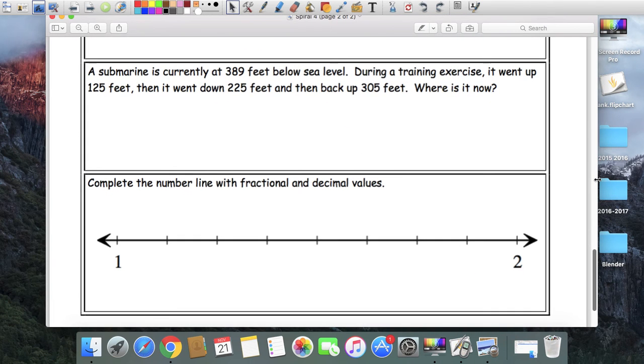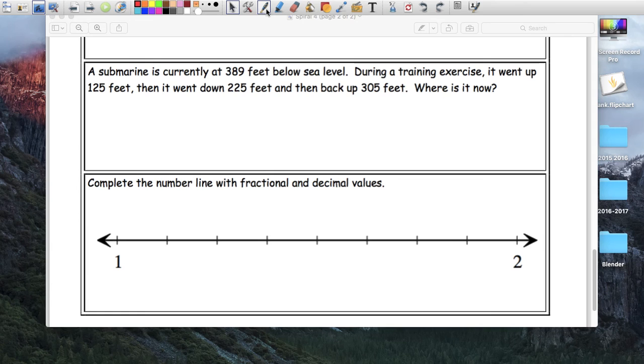Forget it. Submarine is at 389, so he's all the way down here. Let's make that the water. So it's all the way down here, a negative 389. And then during a training exercise, it went up 125 feet. One way of thinking about it is to subtract 125 from that, because he's going up. If he goes up, his new level is going to be negative 264. So that's where he is right now.